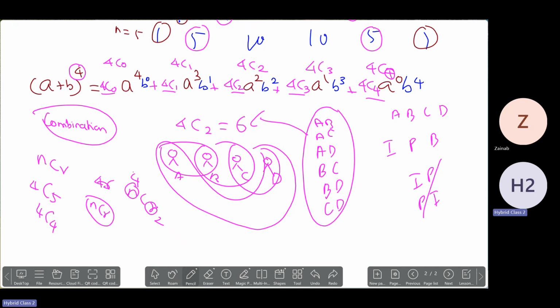So the first number and last number are going to be the same. The second number and second last number are the same. The third and third last are the same. That way, all are going to be the same. Clear, right? Now you can expand.